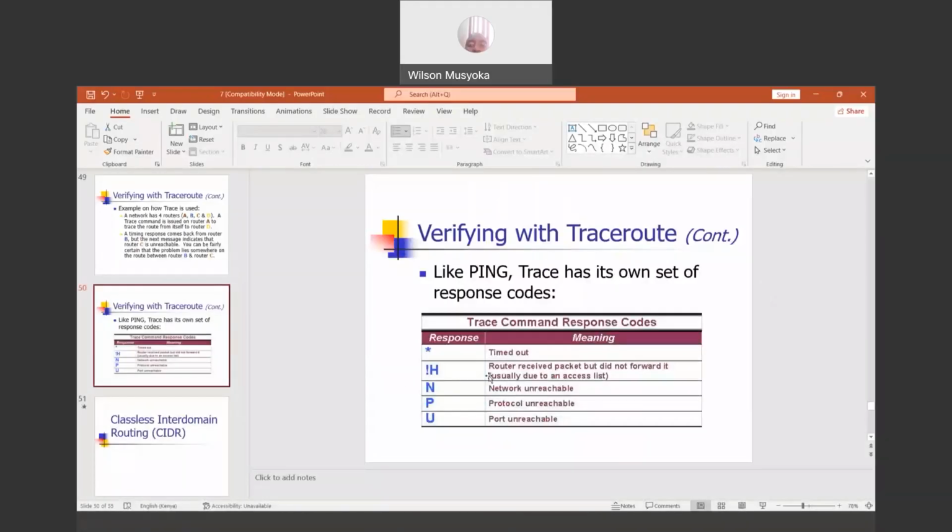When you are verifying the trace route, you can do a ping. And when you do a trace route, if there is an asterisk, it means that there is a timeout. If it is an exclamation mark with an H, it means that the router received the packet, but it did not forward it, meaning that there is an issue of access list, something we will cover as we continue with the CCNA classes. If there is an N, it means that the network is unreachable. If it is a P, the protocol is unreachable. If it is a U, the port is unreachable.